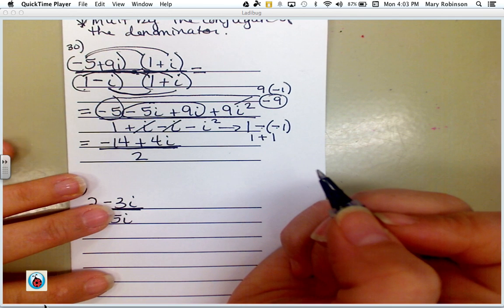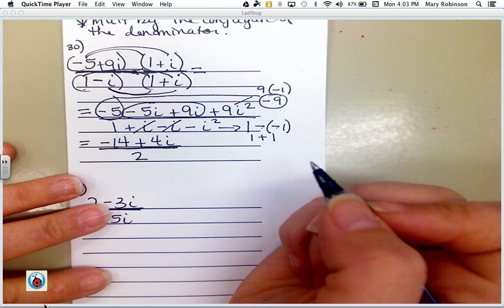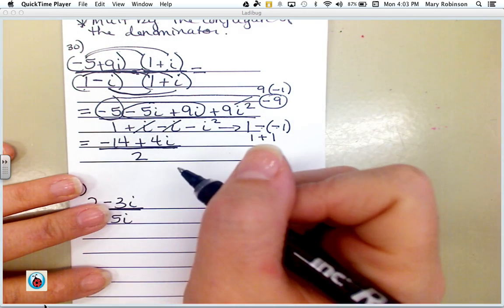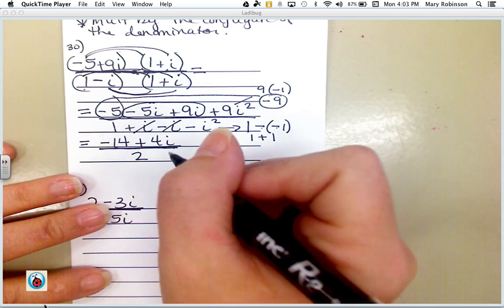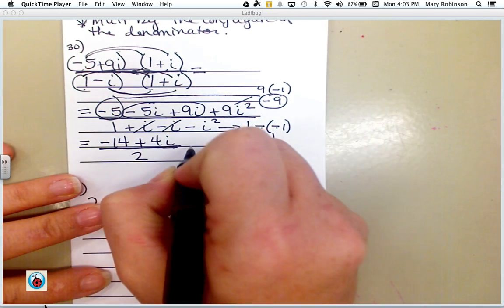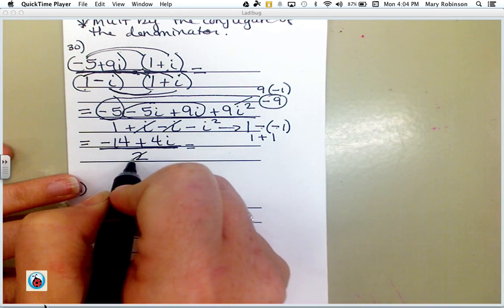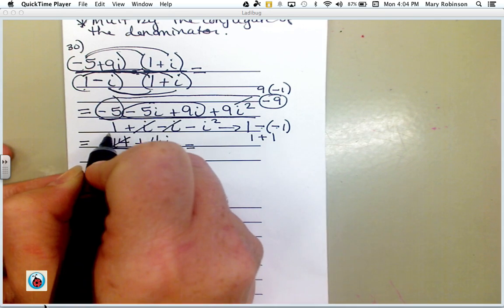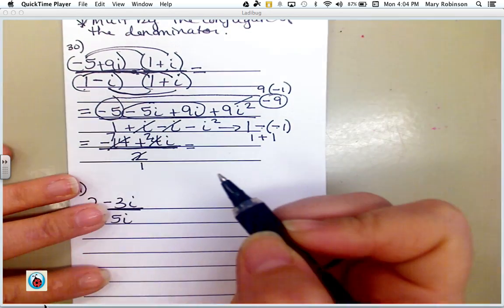So we've now simplified our numerator and denominator, but if you take a look at all three of these numbers, you should notice that they're all divisible by a common factor. In fact, they are all even, and since our denominator is 2, we can use 2 to simplify. So that means I'm going to divide every term by 2. So 2 divided by 2 is 1, 14 divided by 2 is 7, and 4 divided by 2 is 2.